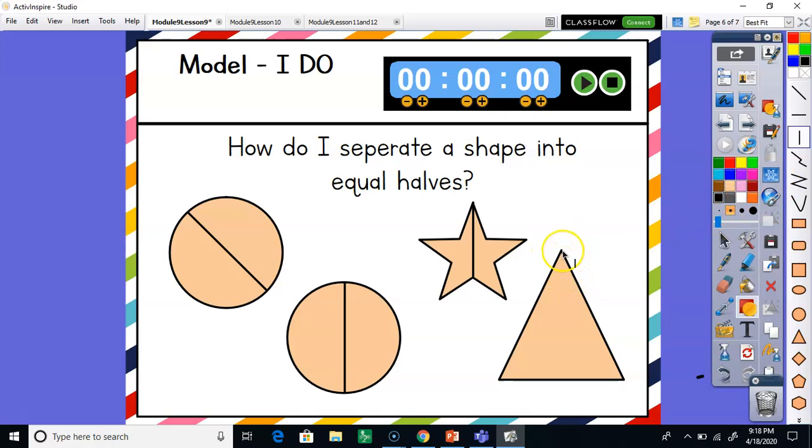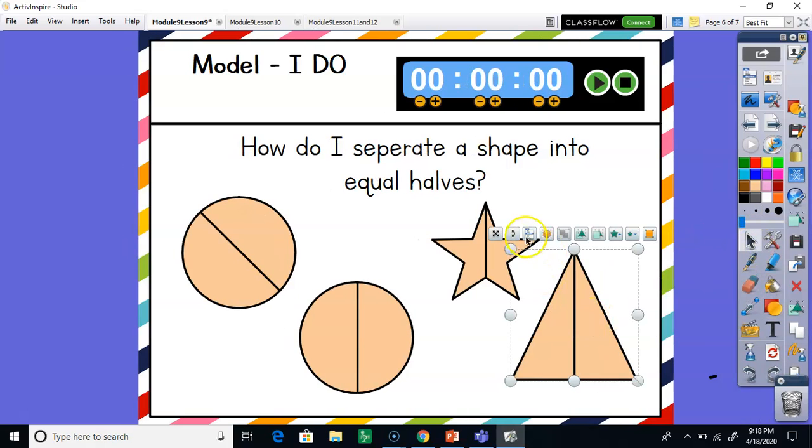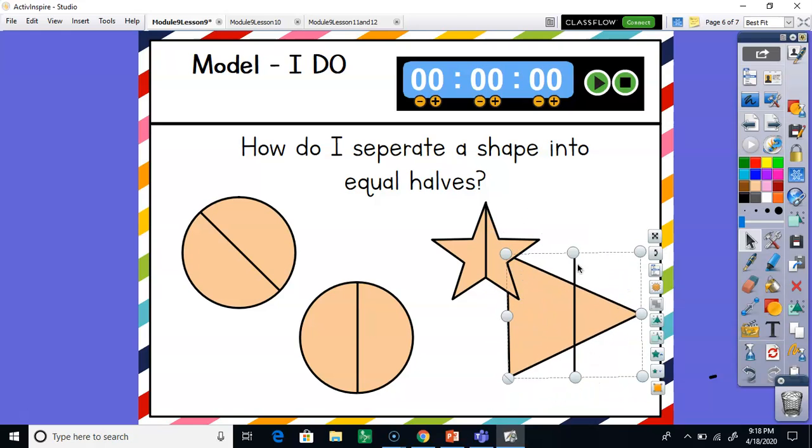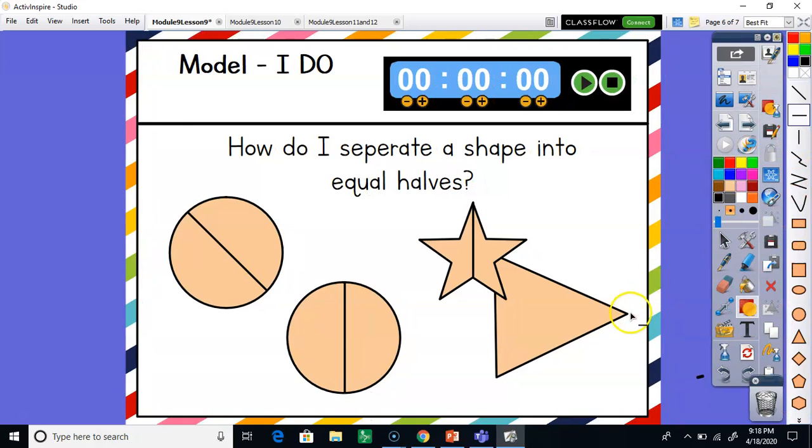A triangle, there's really only one right way to do a triangle, and that's from the tallest point to the shortest side. Okay? If I were to rotate this triangle, I would still want to partition the triangle from the tallest point, which is here, to the shortest side, which is there. Okay? So keep that in mind as you're working today. Make sure that when you're partitioning your shapes, that both sides are the same size.